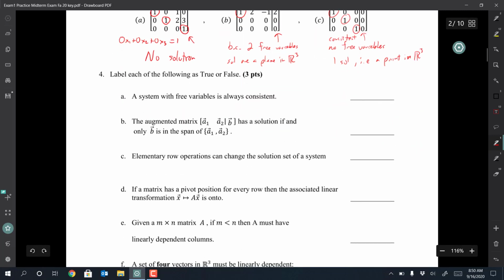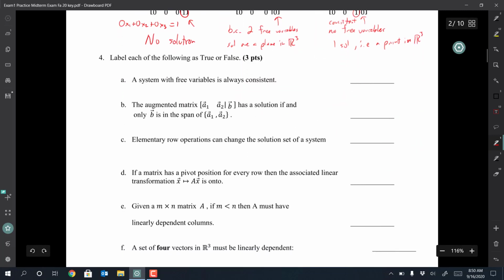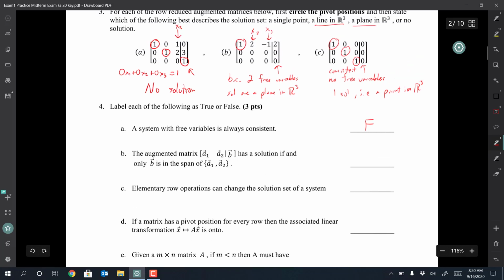All right, now we got true and false. A system with free variables is always consistent. This is false, right? An example would be right up here in 3a, which has free variables, but there are no solutions. Consistent means that there are solutions.